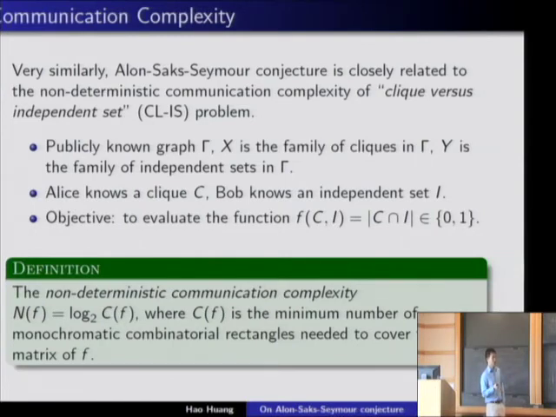So basically, they want to evaluate the function f of C, I equals the size of the intersection of C and I, which is obviously either 0 or 1, because if you take the intersection of a clique and an independent set, you get both a clique and an independent set. So it has either no vertex or just 1. Now, the non-deterministic communication complexity is defined as log C of f, where C of f is the minimum number of monochromatic combinatorial rectangles needed to cover the 0 entries of the matrix F. Now, this is not the original definition, but it's a definition that is easier to understand in mathematics.